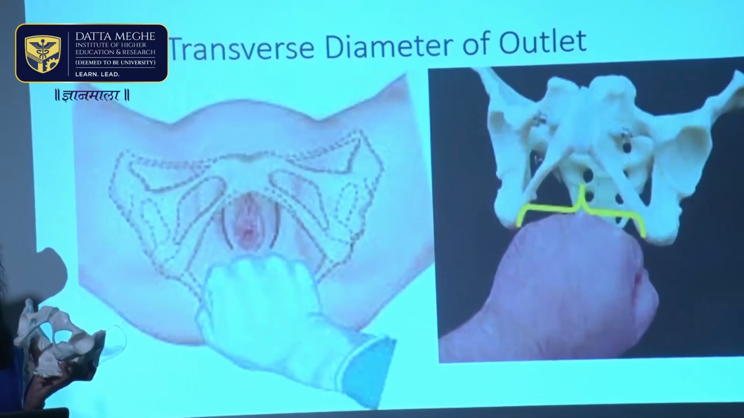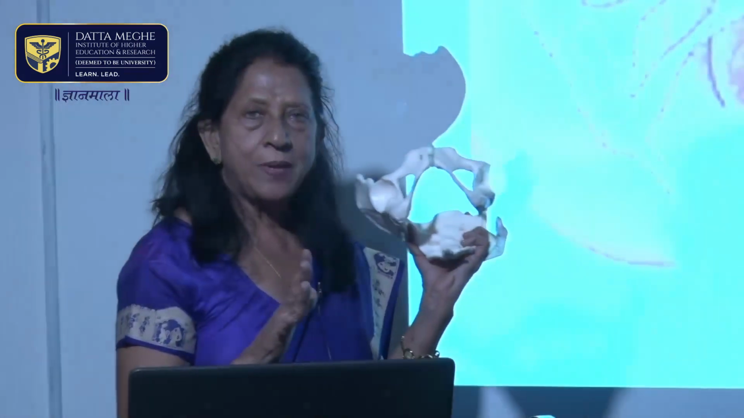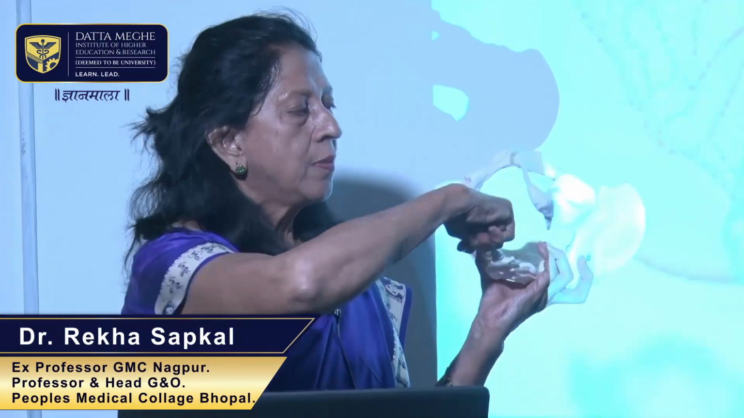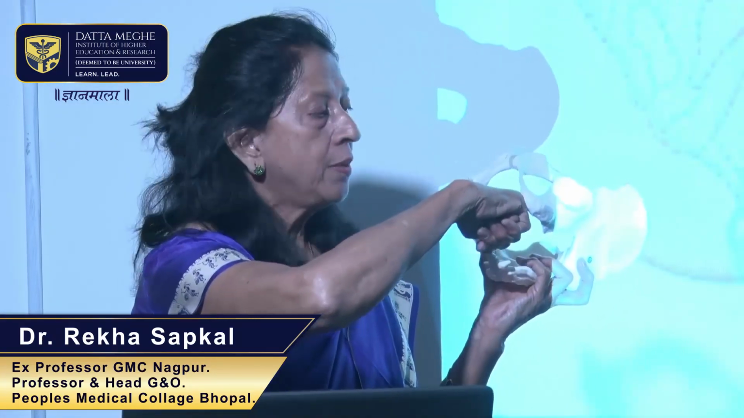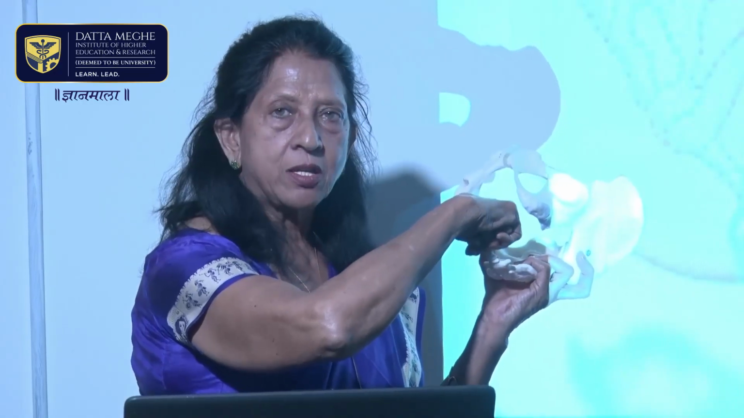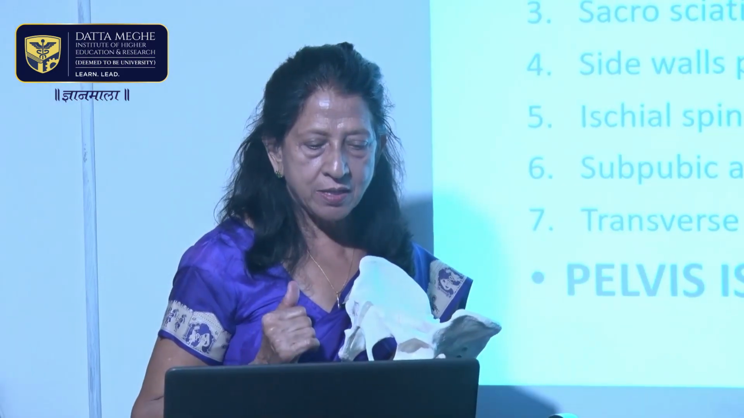Now, next is the transverse diameter of the outlet. With the patient lying down like this, I put my four knuckles over the buttocks below the pubic rami like this. If it admits four knuckles like this, it is adequate.